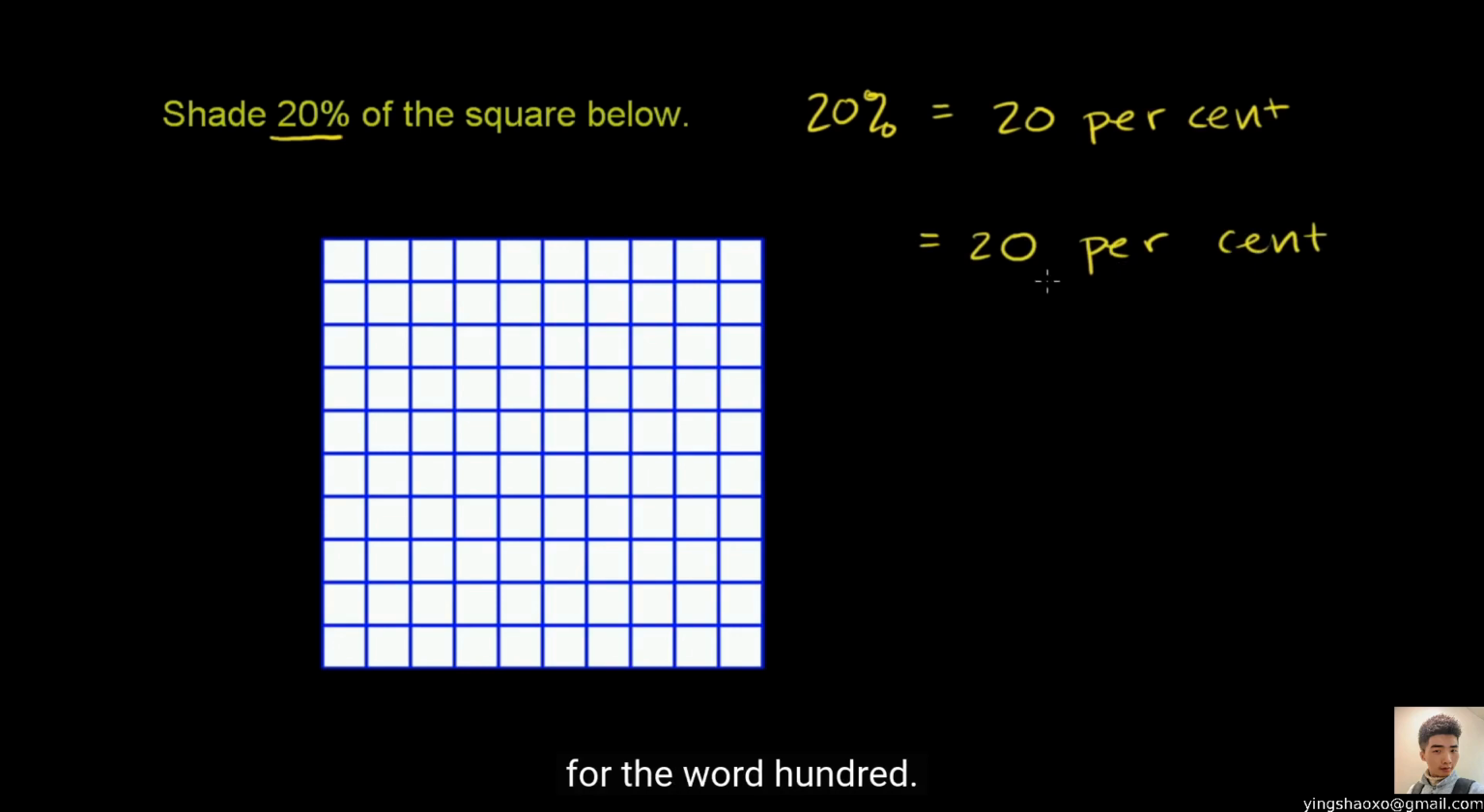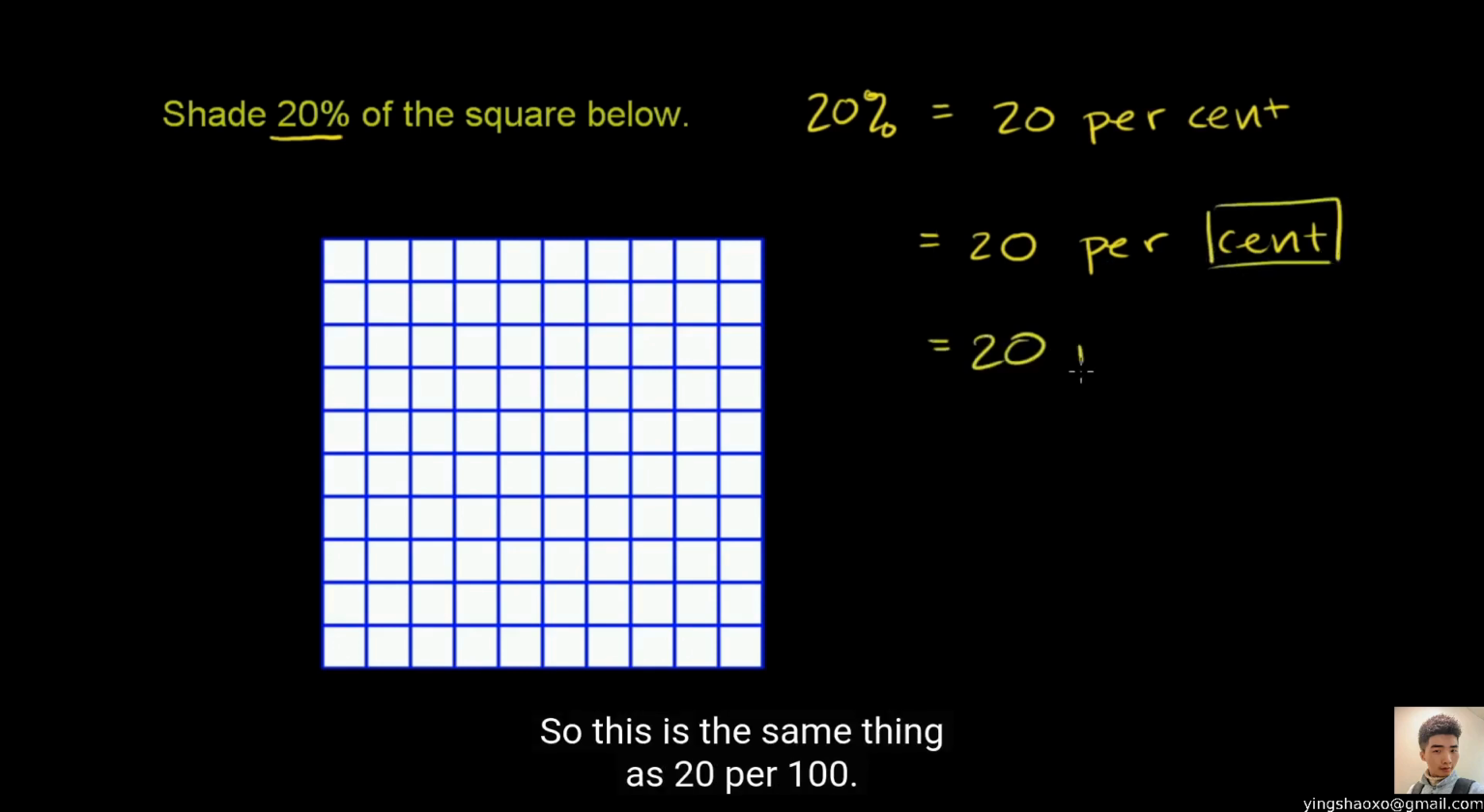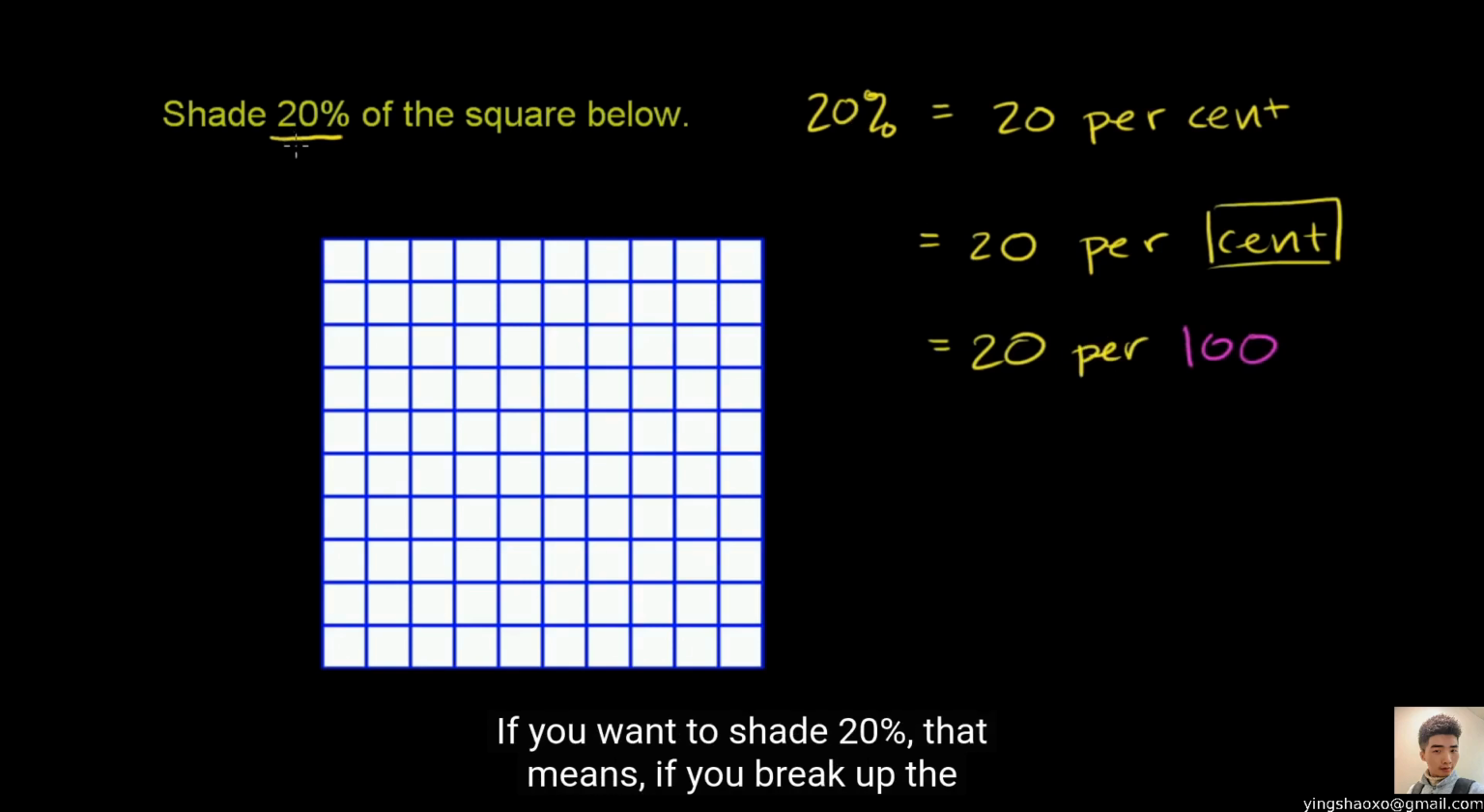So this literally means you can take cent, and that literally means 100. So this is the same thing as 20 per 100. 20% means that if we want to shade 20%, we want to shade, if you break up the square into 100 pieces, 20 of them.